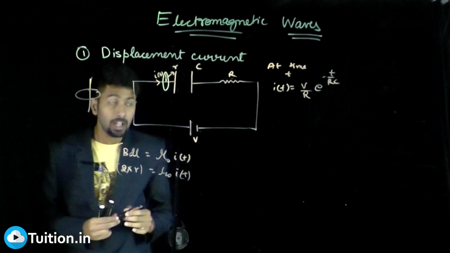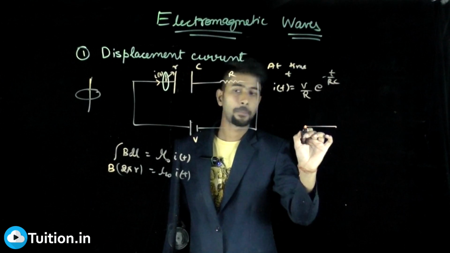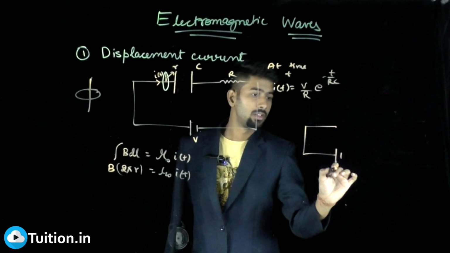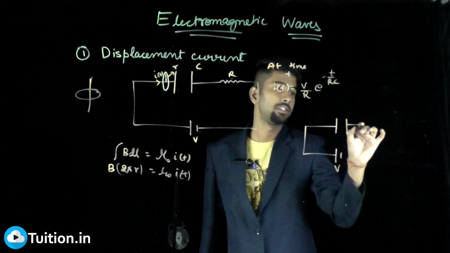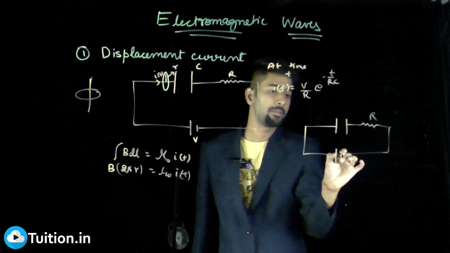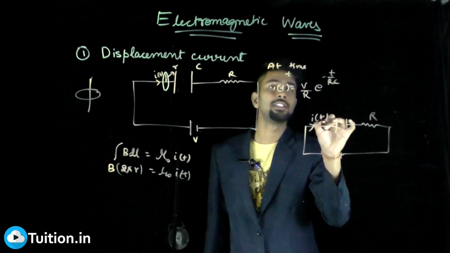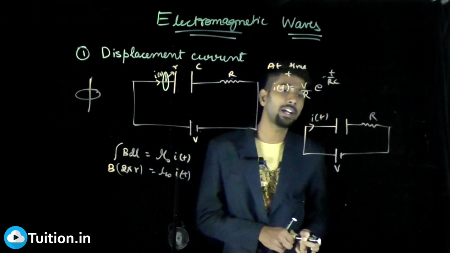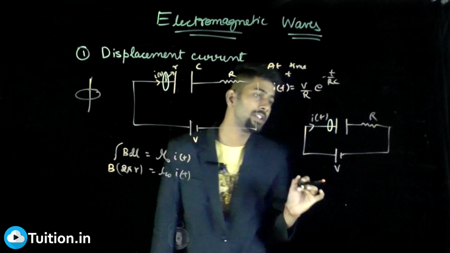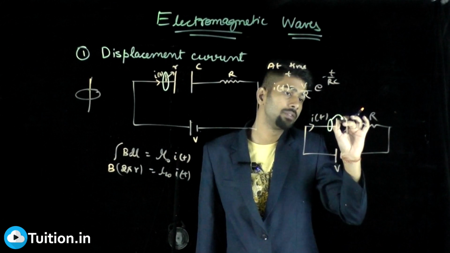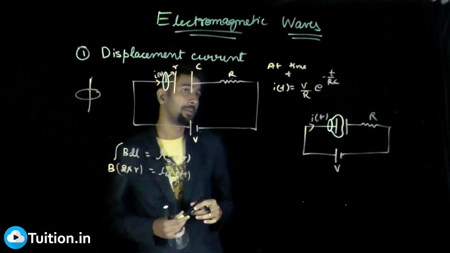Now I'll draw another similar diagram here, with the same capacitor, the same resistor, the same battery, everything the same. The current is still flowing. The current flowing is I of t, which has the same formula. What I'll do is I'll now take a different surface. I should still take an open surface. Let my surface be this jug.